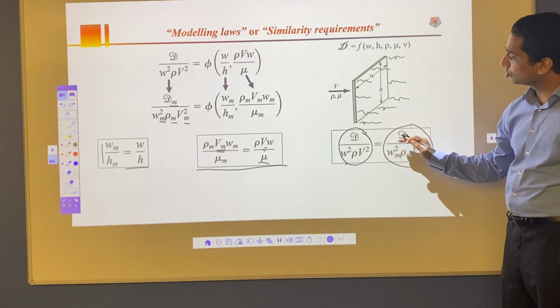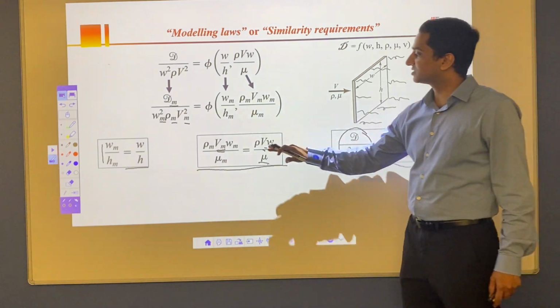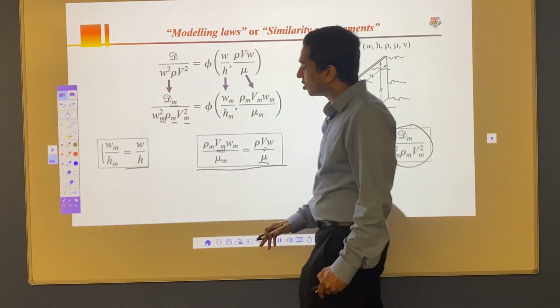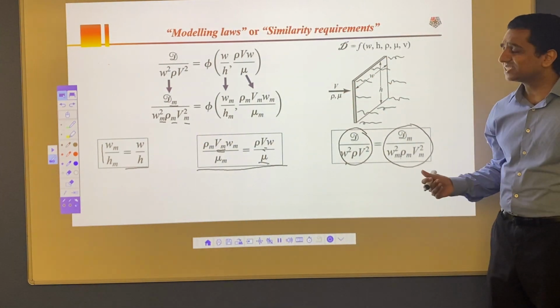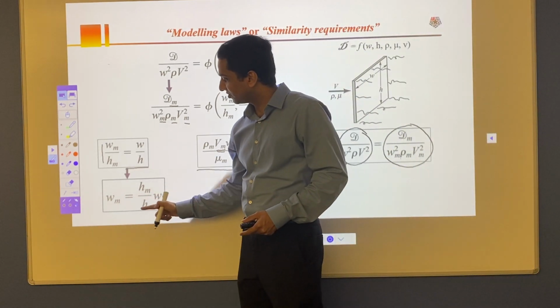And I can use this relationship to calculate my drag force, to calculate my testing velocity, and to get my dimensions. So now to test it, what I am going to do, first I am going to get my small plate with the dimensions.